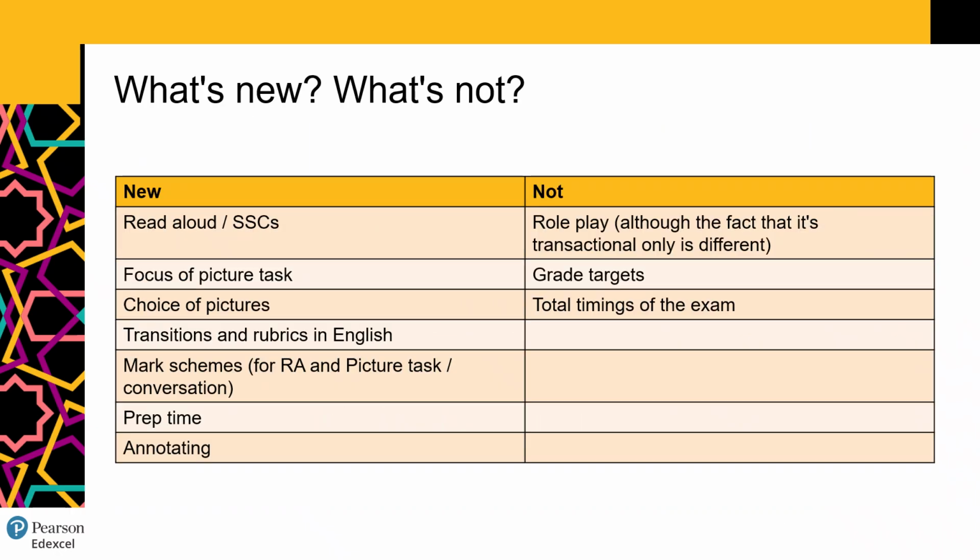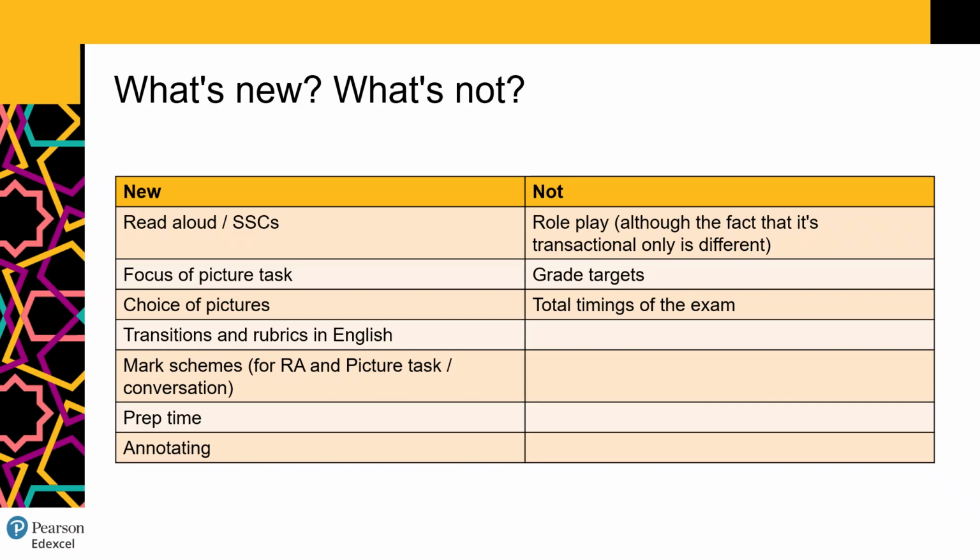Let's talk about what's new and what's not compared to the previous specification. The main differences are the new read aloud task with a focus on SSCs, sound symbol correspondences, or phonics. This task is about pronunciation rather than having a perfect French, German, or Spanish accent. It is about being able to be understood by a sympathetic native speaker and in accordance with our holistic mark scheme.